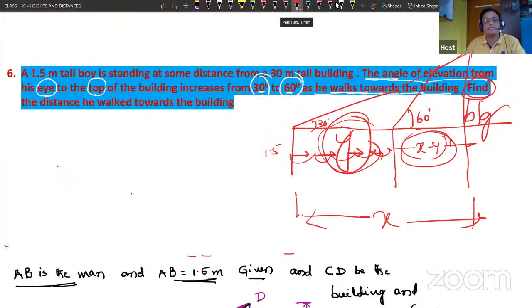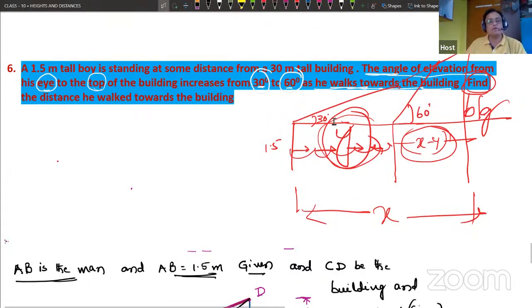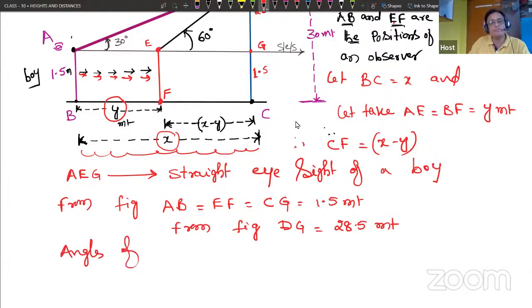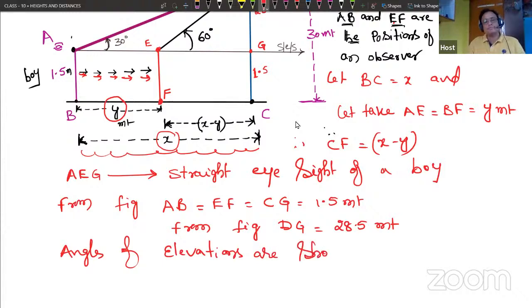So angles of elevation are already given. So what do we have to find now? Angles of elevation are shown in the figure.